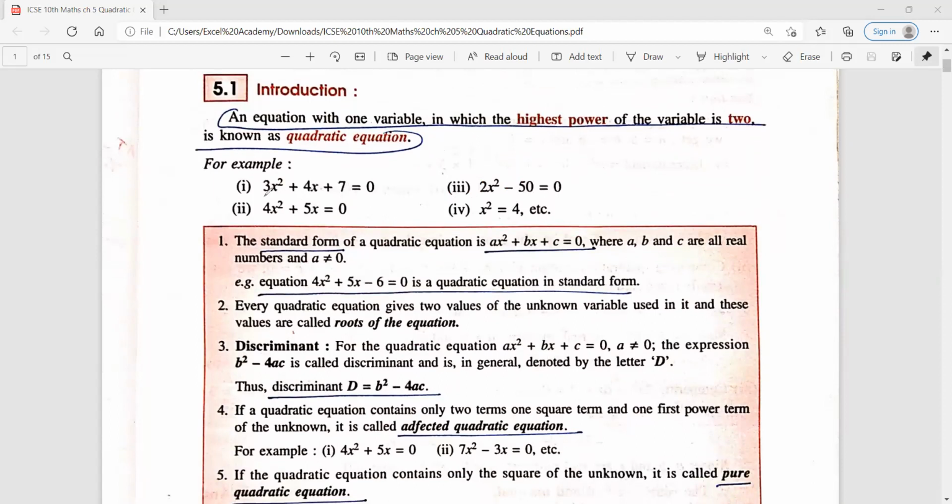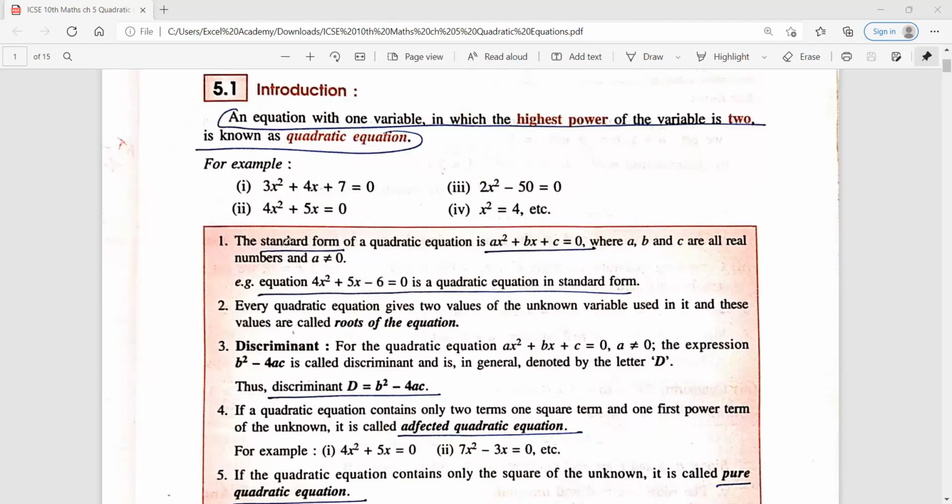Usually a quadratic equation will have three terms. If not, it will have two terms, but it will never be just 0x square. The coefficient of x square cannot be 0. Otherwise, it will be a linear equation. There is no point.